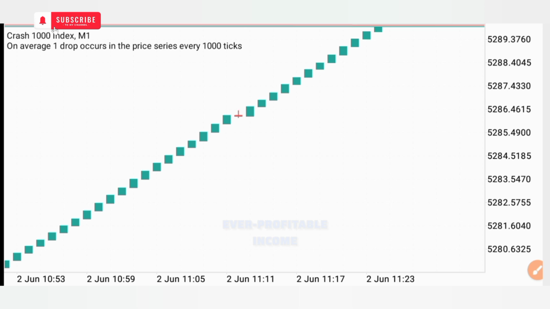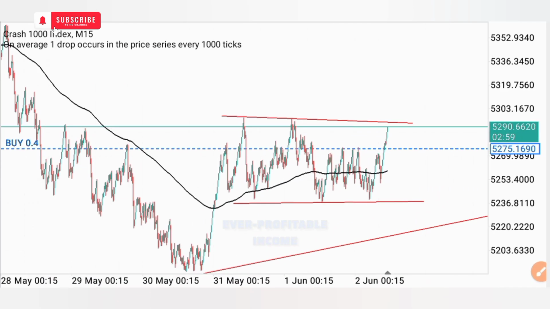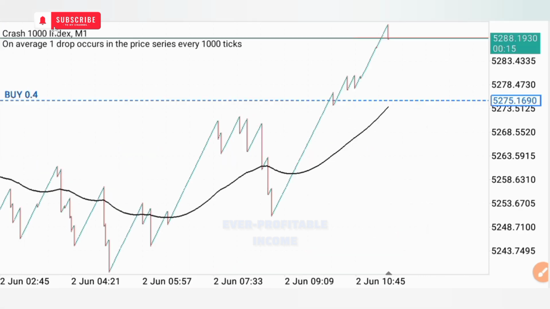So with this strategy, you can scalp massive profit out of the market. Price is currently approaching our trend line, and that is where we are gonna go out of the market. So our price has approached our resistance zone and it has spiked.